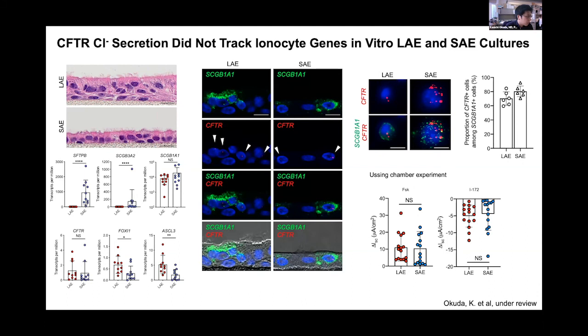And then if we look at the function, small airway shows significantly similar CFTR function that matches large airway cells, despite the lower gene expression of ionocytes. That is not direct evidence, but it suggests that non-ionocyte CFTR positive cells have a function for CFTR, especially in small airways.